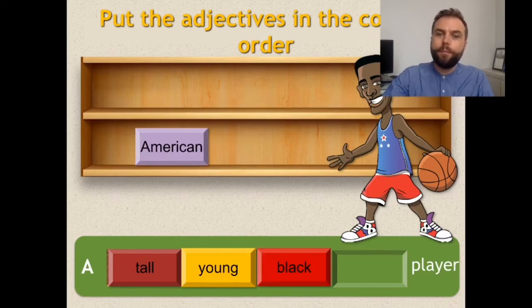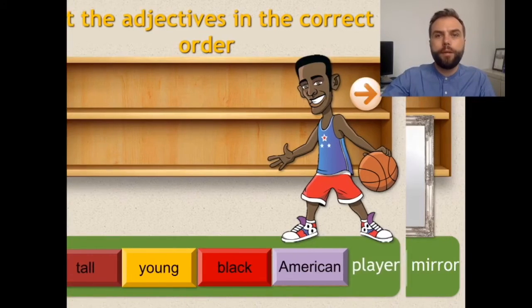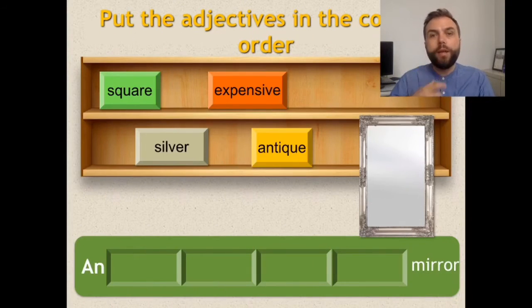No, black, American. Okay, so the full sentence is a tall, young, black American player. Okay, we've got a few more examples. Now, depending on the kind of students that you have, these examples could be on a worksheet, or a group activity with, for example, post-it notes. So obviously you can adapt and change the ideas in this lesson depending on the size of the students, how much time you have, how much scaffolding they need, and so on.